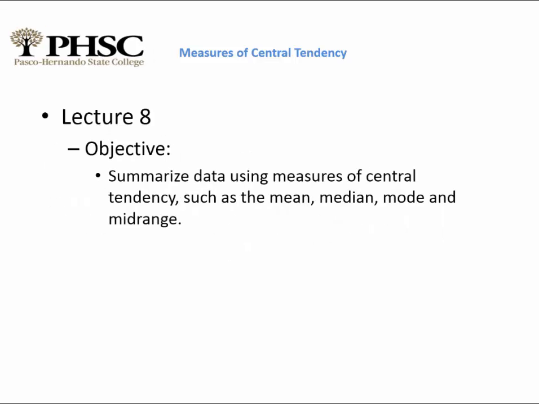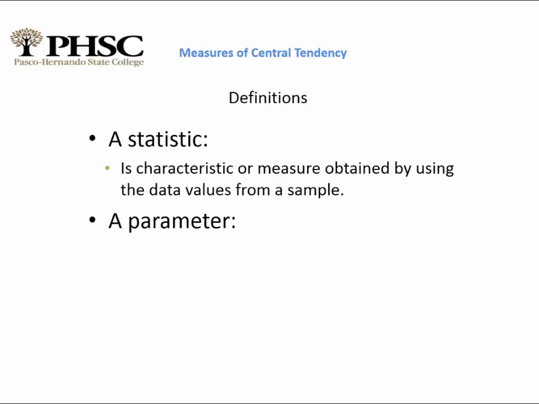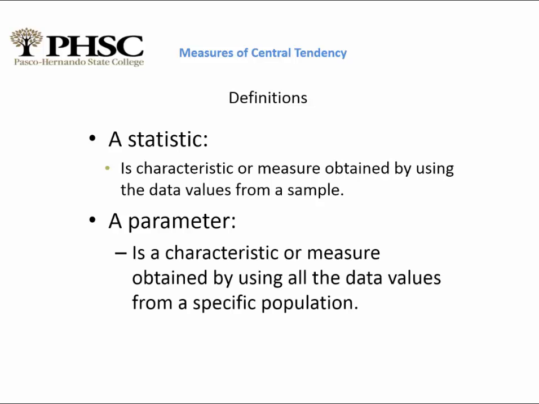So the objective for this lecture is that we're going to summarize data using measures of central tendency, the mean, median, mode, and the mid-range. So the first thing I want to talk about is some definitions. A statistic is a measure that's obtained by using data values from a sample. So a statistic pertains to a sample, whereas a parameter pertains to a population. It's a measure obtained by using all data values from a specific population.